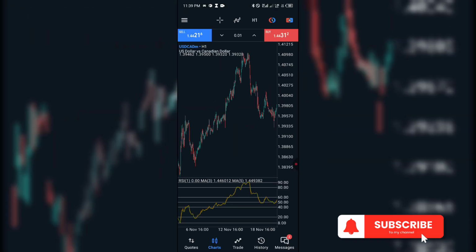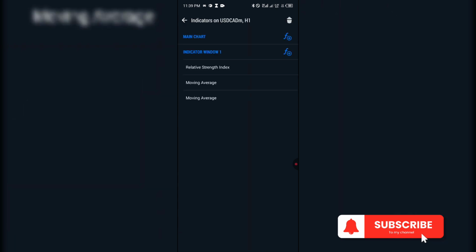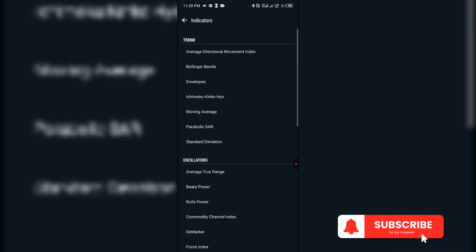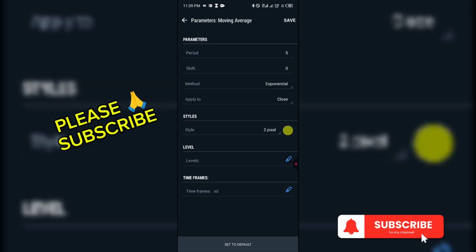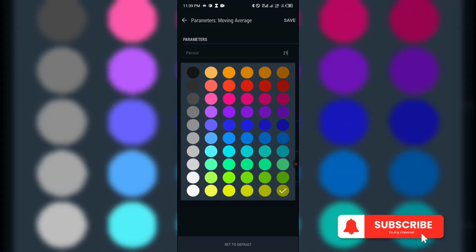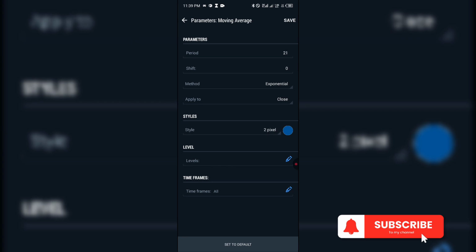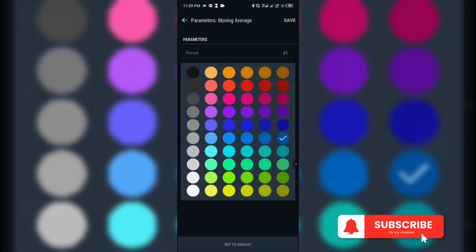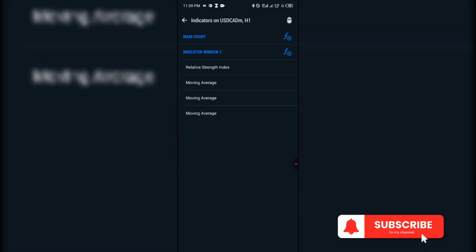Coming back to our chart, we're going to see something like this. Now going back, let's add more moving averages. The next moving average we're going to add is the 21 moving average. We change the color and click save.